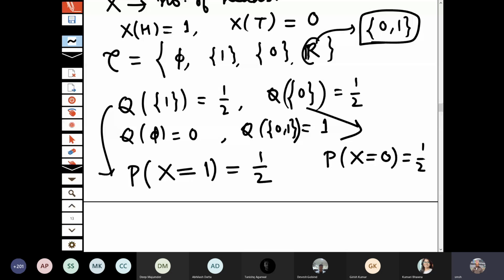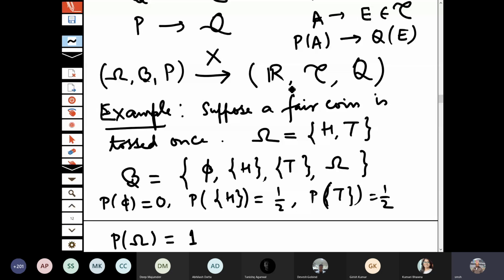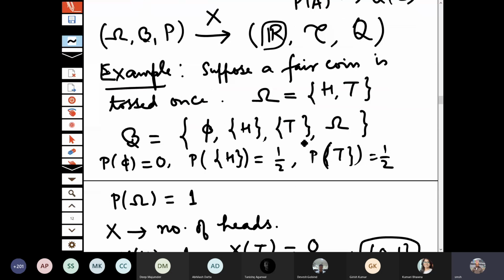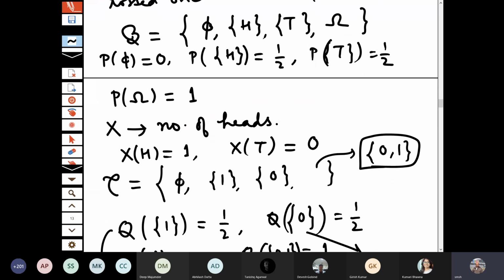So is it clear? We have a probability space omega, B, P, and using a random variable we are transforming that space to another space which I am calling R, B, Q. This need not be full R, it could be a subset of R, but I am just writing it there. Is it okay? Do you have some questions?